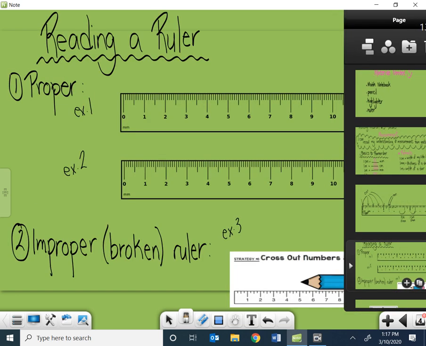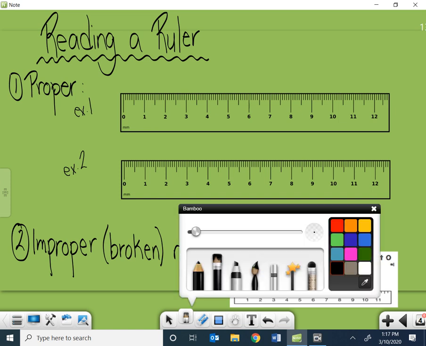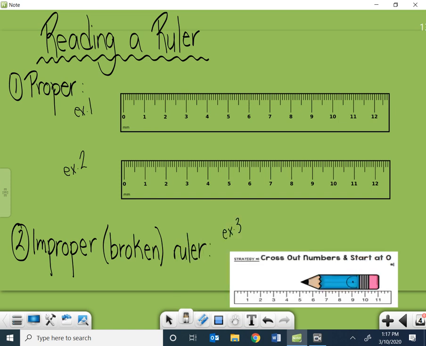Okay, next. Now let's do a review of how to read a ruler, which should also be very much review, nothing new. When reading a ruler, there are two different ways you could be reading it. The most obvious way is using it the proper way. Make sure you have reading a ruler underlined or highlighted, however you'd like for it to stand out. The first way is when it's just a proper regular ruler.